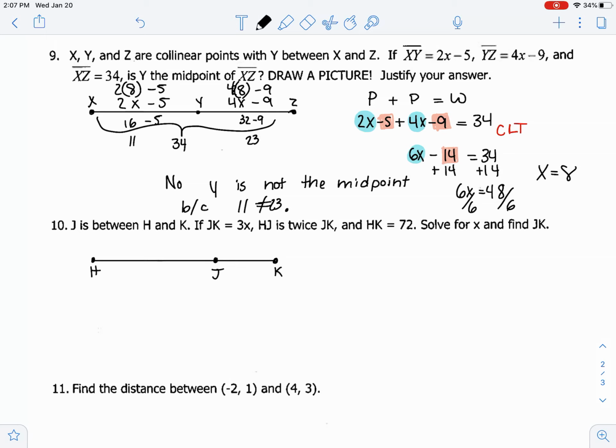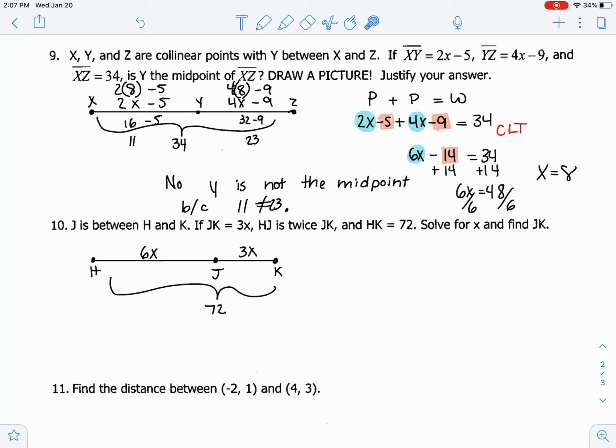Not that yours has to be, but I'd like it to be. We're told that JK is 3x and that HJ is twice JK. So what is twice 3x? Well, double 3x, or 3x times 2, is 6x. And then we're told that HK, the whole thing, is 72.